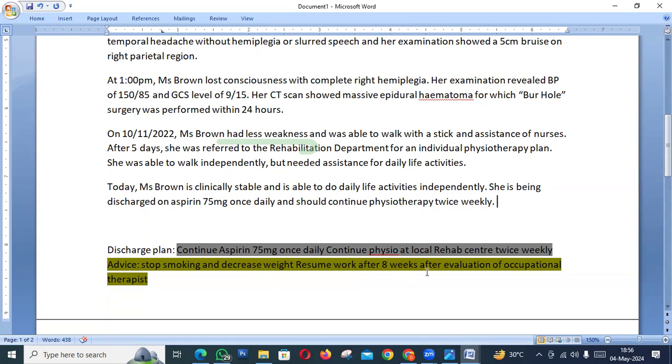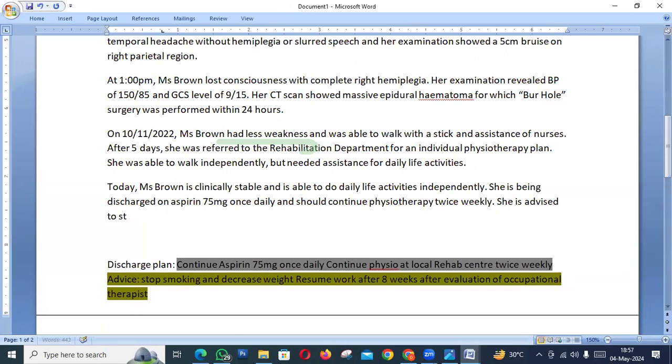Resume work after 8 weeks after evaluation of occupation. So let us start. Okay. She is advised to stop smoking and decrease weight, because we cannot make it more concise. Now we have to think whether we want to write this evaluation, resume work after 8 weeks, in the same sentence or in a different sentence. It depends upon you. Okay.